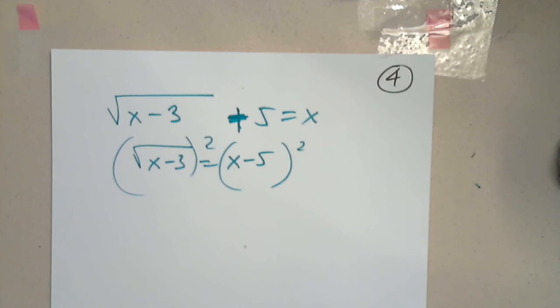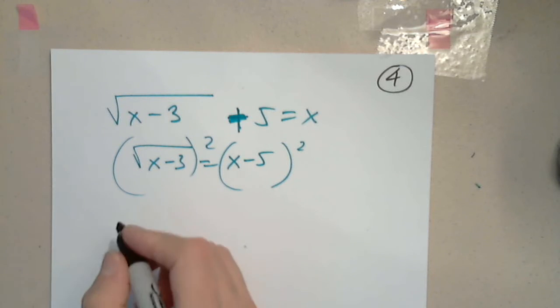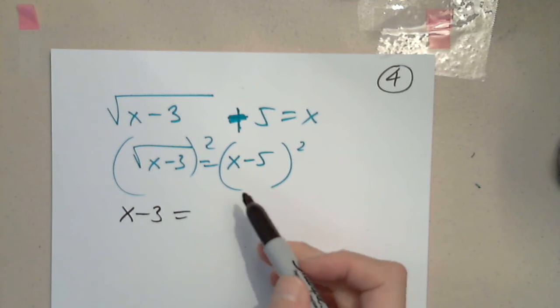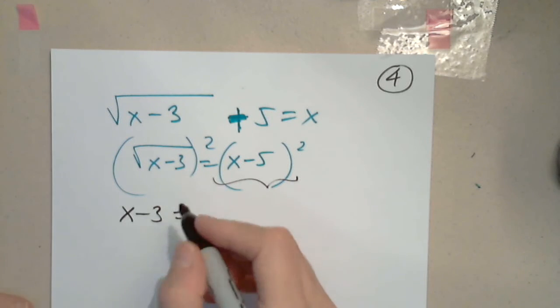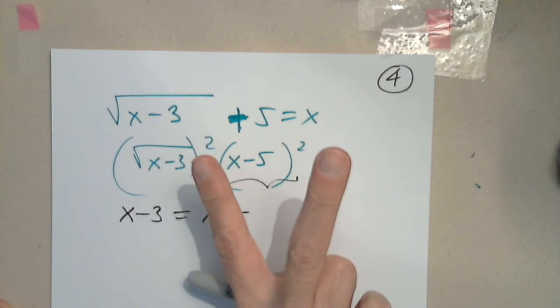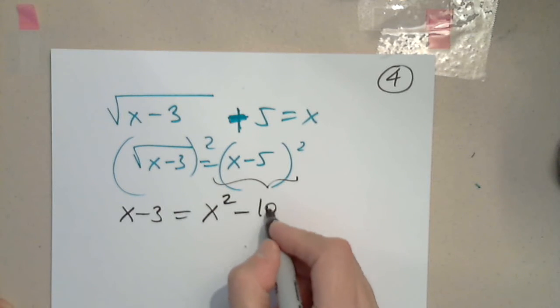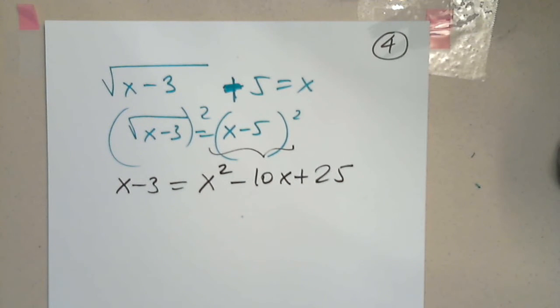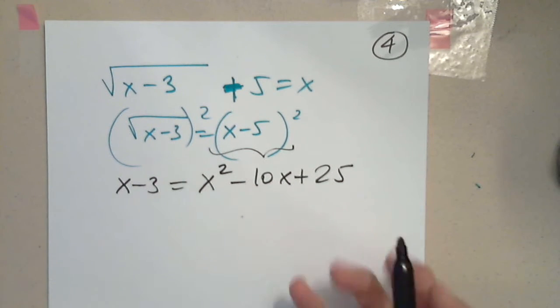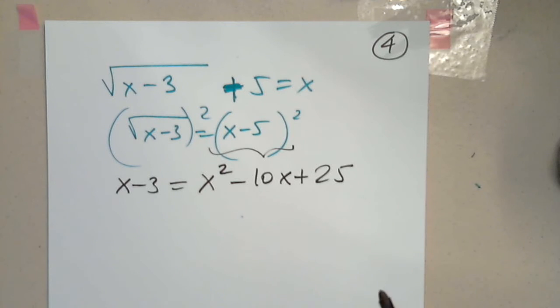So when we square the left-hand side, we simply get x minus 3. But when we square the right-hand side, how many terms do we get? 3. Yes, very good. So this is x squared minus 2 times the first times the second, plus the second term squared. Now I know that this is quadratic and I have to just move everything to one side and set it equal to 0.